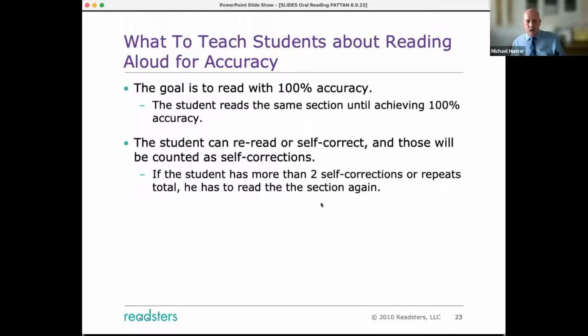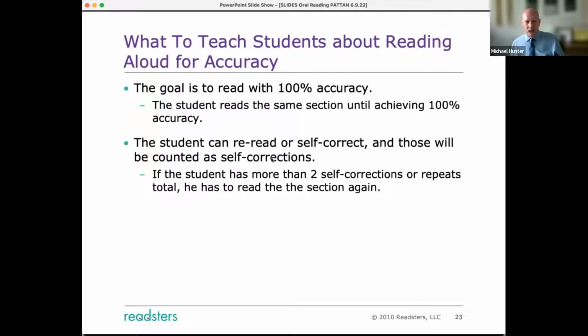So there are 2 things that a student can do that will not count as errors. One is they can self-correct. So they misread a word, but immediately correct themselves. That is called a self-correction. And they are allowed to have 2 of those, but no more than 2 in a section.